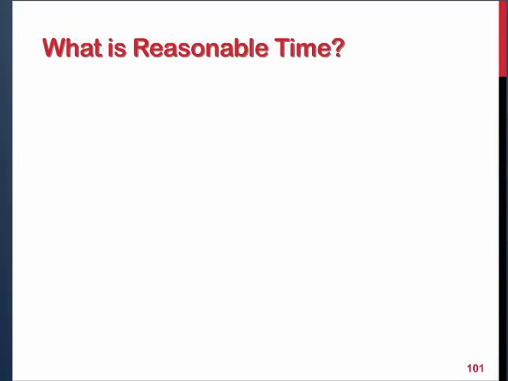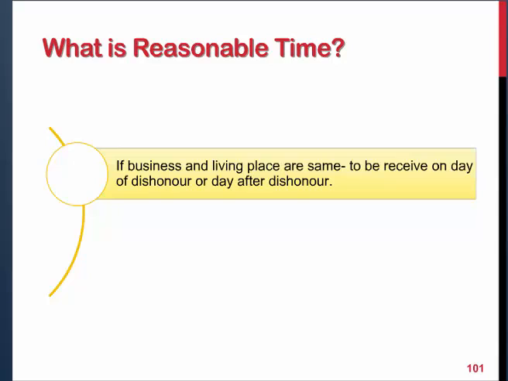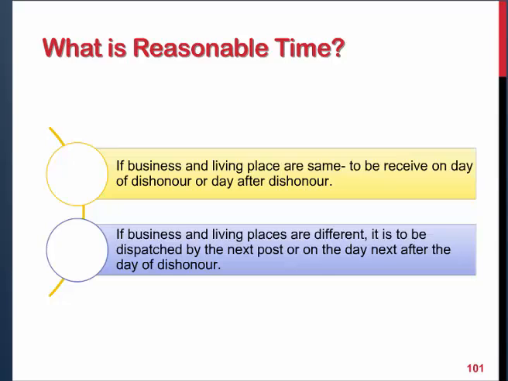In case a negotiable instrument is dishonored, notice of dishonor must be given within a reasonable time. Now the question is, what is a reasonable time? If the holder and the party to whom notice of dishonor is given carry on business or live in the same place, such notice shall be deemed to be given within a reasonable time if it is given so as to be received on the day of dishonor or the day after dishonor. And if the holder and the party to whom notice of dishonor is given carry on business or live in different places, such notice shall be deemed to be given within a reasonable time if it is dispatched by the next post or on the day next after the day of dishonor.